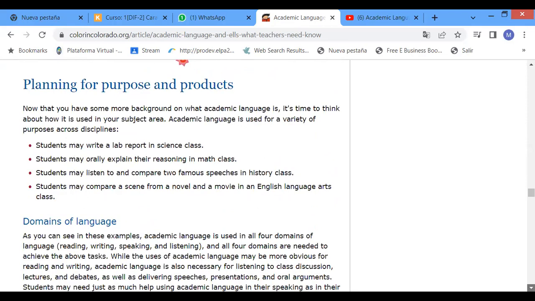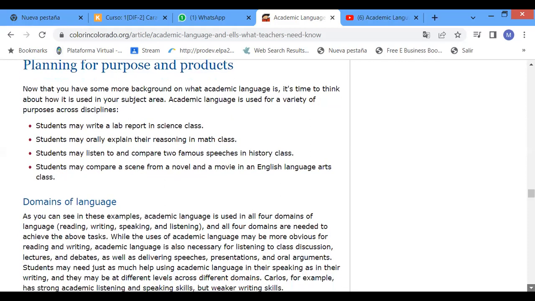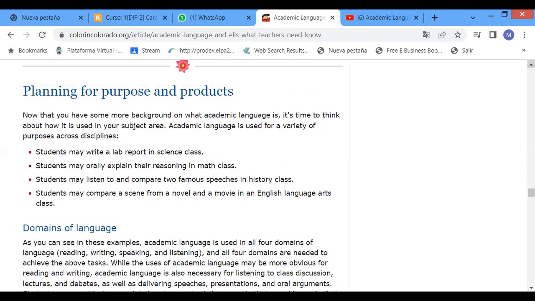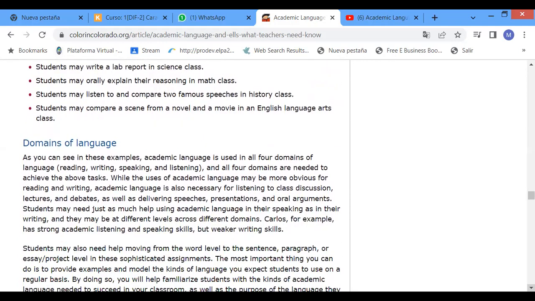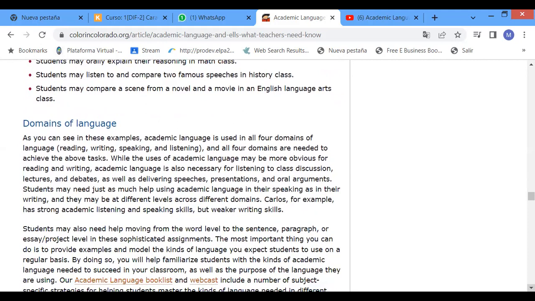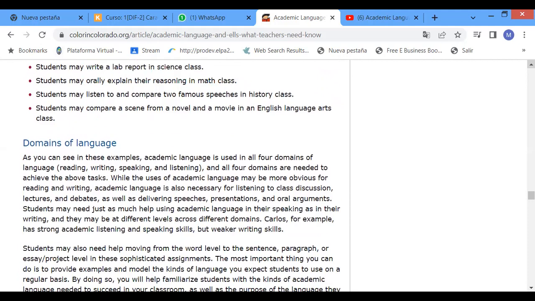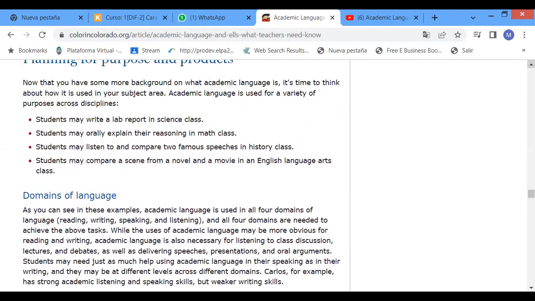Okay. Time for purpose and products. This is important also. Planning. Because you plan every step in the classroom according to your students' needs. You will teach them correctly. These are some approaches.